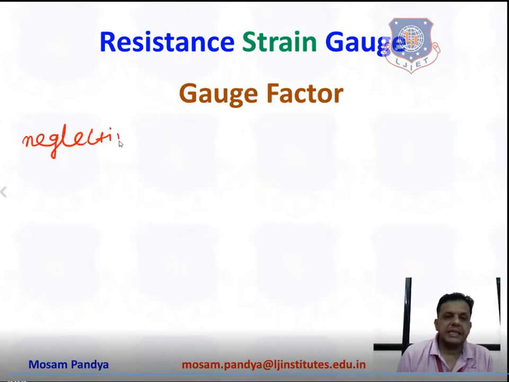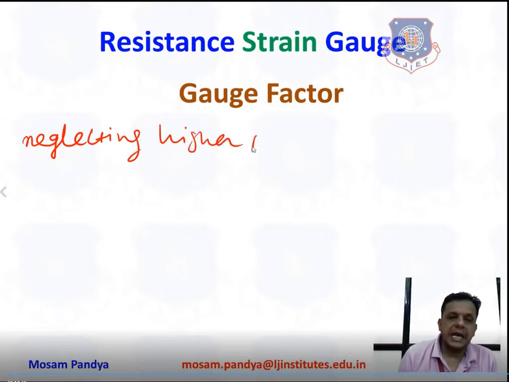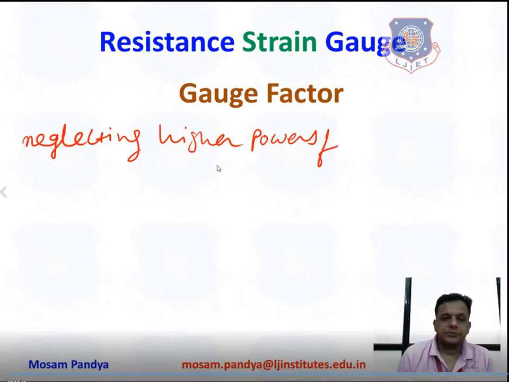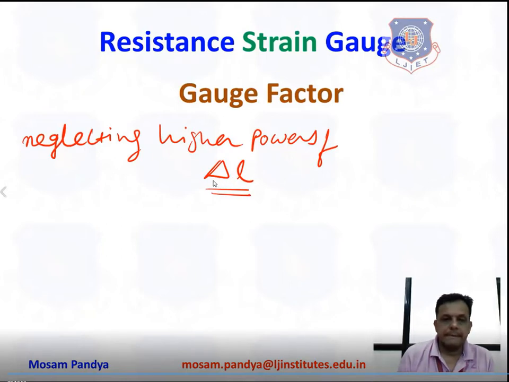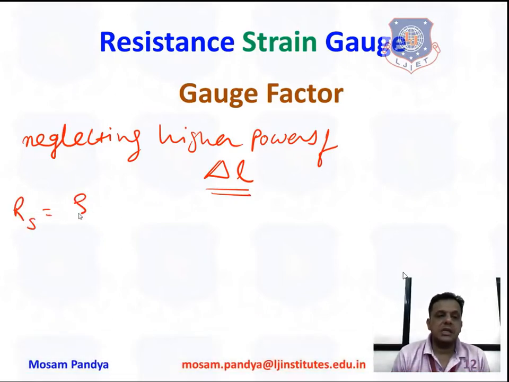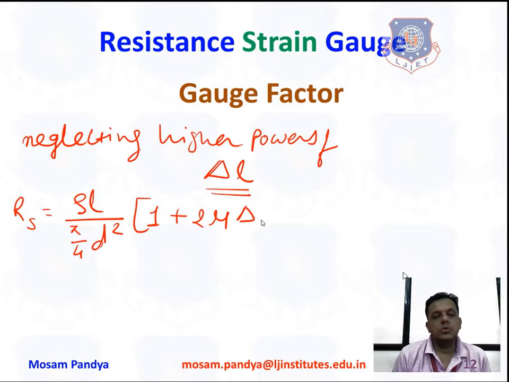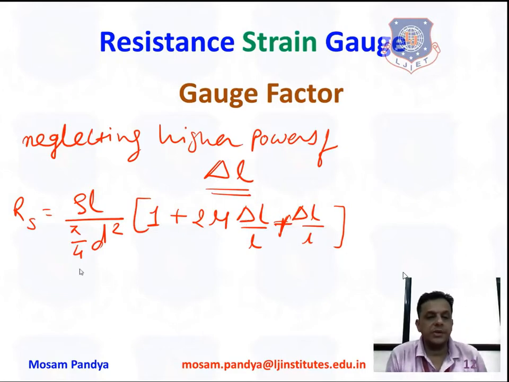By neglecting the higher power of delta L, that is delta L square, we will rewrite the equation: Rs is equal to rho L upon pi by 4 d square in bracket 1 plus 2 mu delta L by L. Here by mistake I am using the notation mu, but it is as good as our Poisson's ratio mu; we will remove it, don't worry.